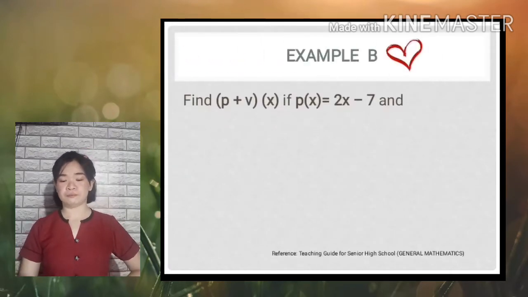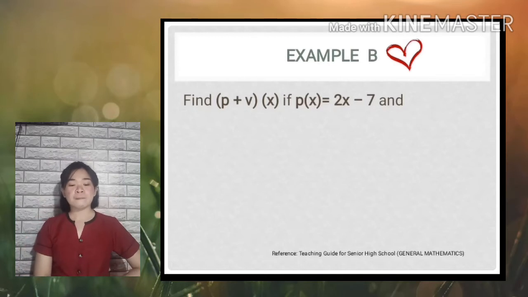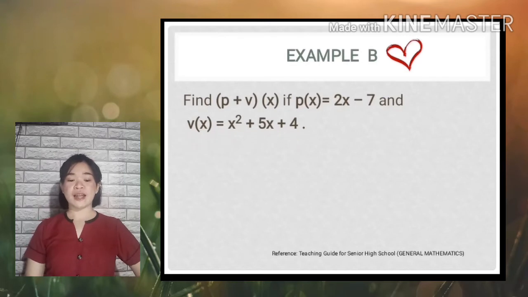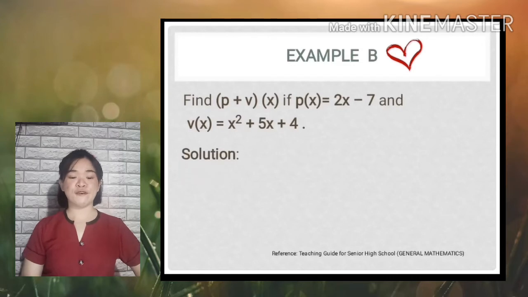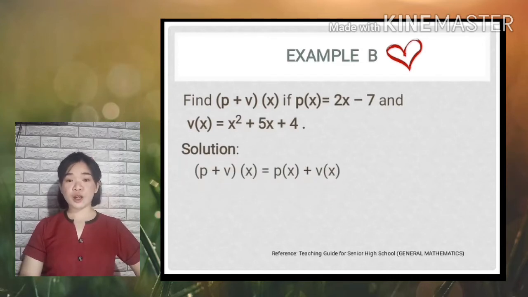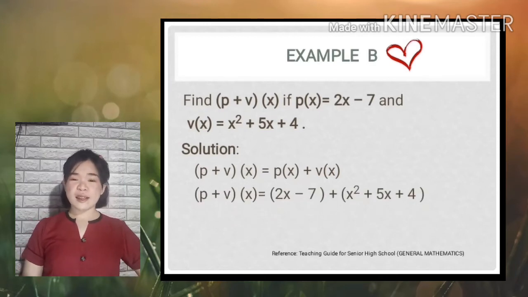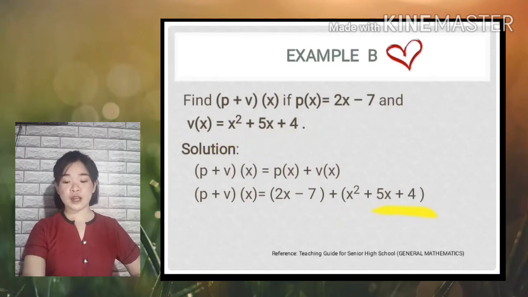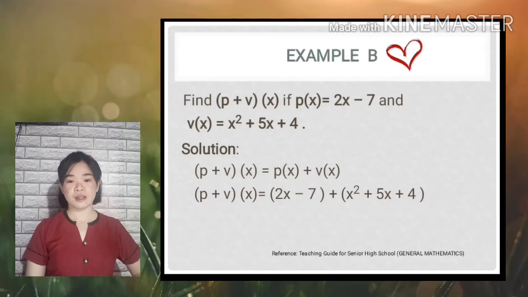Next example. Find (p plus v) of x if p of x is equal to 2x minus 7 and v of x is equal to x squared plus 5x plus 4. So by the definition, (p plus v) of x is equal to p of x plus v of x. And then substitute the value of the functions. That will be 2x minus 7. Copy the operation, which is addition. And then substitute the value of v of x, which is x squared plus 5x plus 4. And then combine like terms.